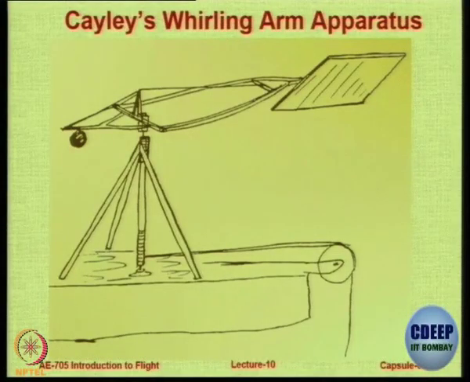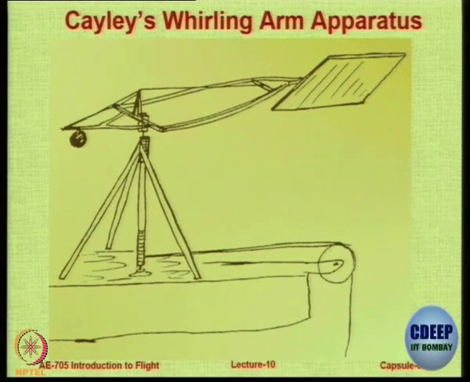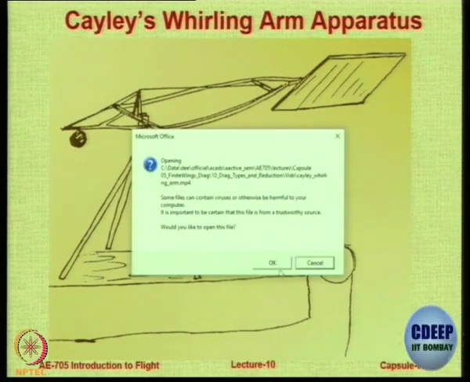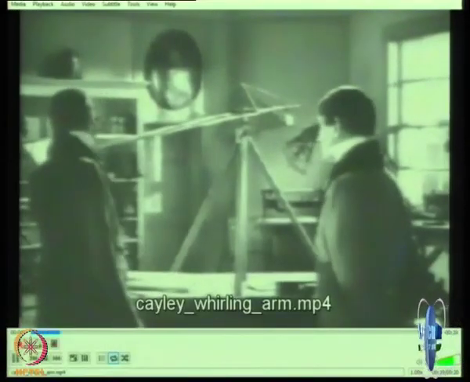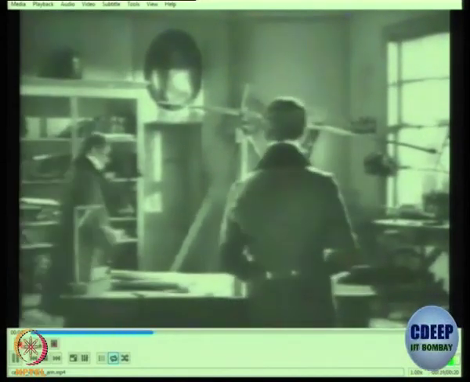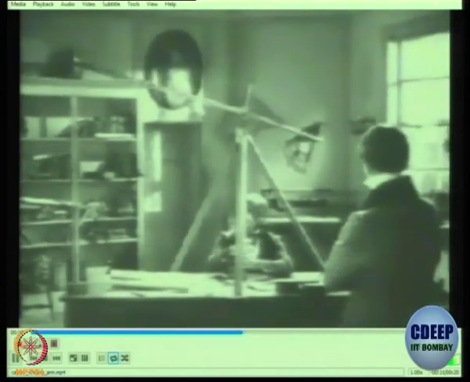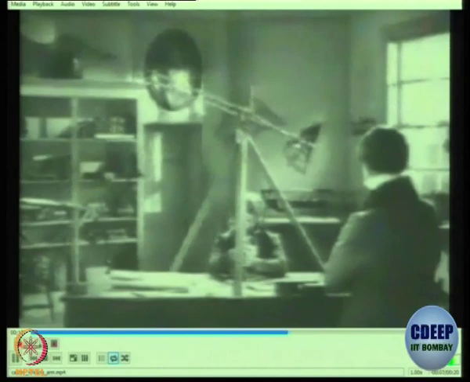And he was a scientist who also did a lot of experiments. So many years before the Wright brothers, Sir George Cayley designed and fabricated this whirling arm apparatus, which was used to look at the forces acting on a body. Here is a small video clip of this apparatus. Then you will understand. Cayley had discovered that when a sloping surface was thrust through the air, the pressure of the air would force the plane upward.